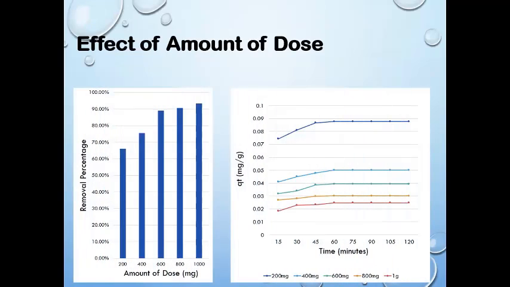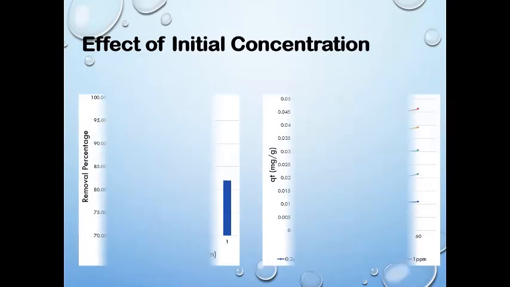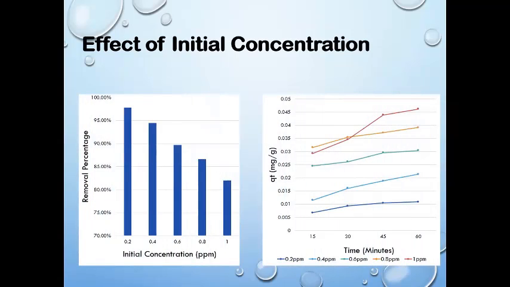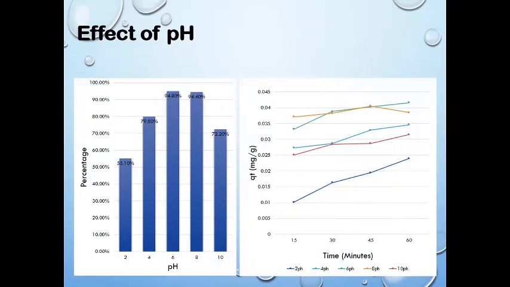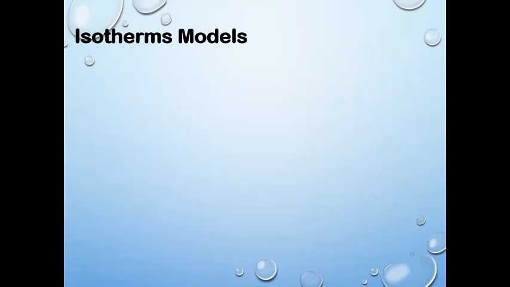Effective amount usage. These are my basic results. I have used 200 to 1000 mg, and 1000, like 1 gram, gives the highest percentage removal, and again in 60 minutes it gets the equilibrium condition. For initial concentration, 0.2 ppm shows the highest removal, and again in 60 minutes it got the equilibrium condition. For pH, 6 to 8 shows the highest removal.